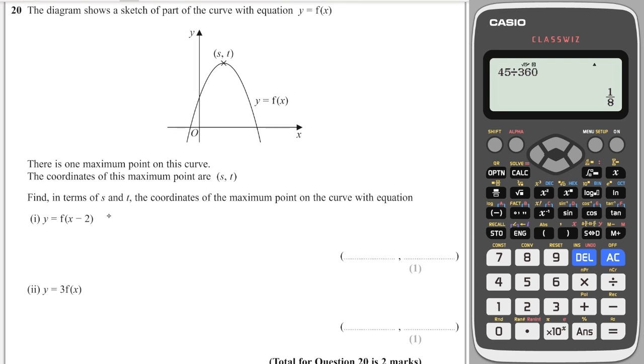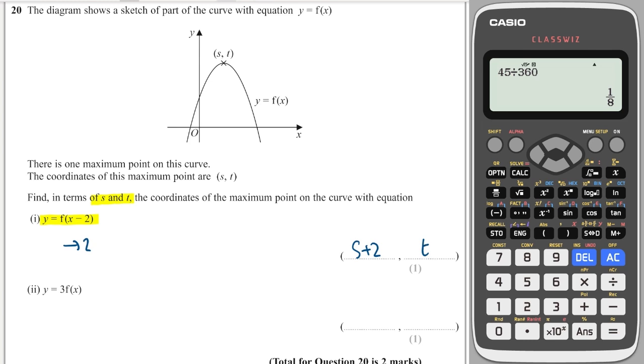Right, we've got some classic graph transformations here. We have s and t, and the coordinates of the maximum point are given as s and t, and then we've got f of x minus 2. Now what does this mean? This means to the right by 2. So that means the x coordinate is going to change by 2, so we're going to add on 2, so it's going to be s plus 2.